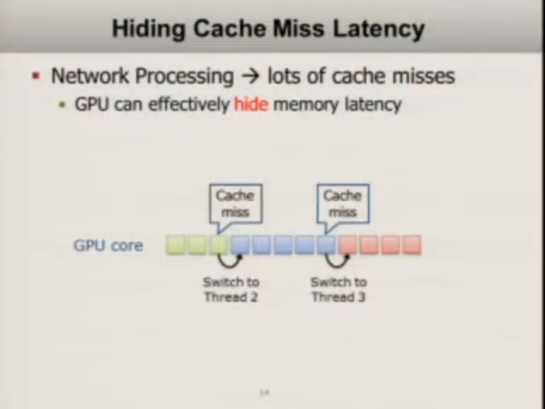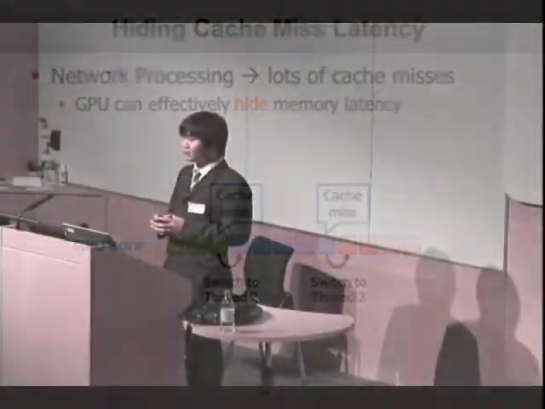And network processing includes lots of cache misses. For example, routing table lookup has a random memory access pattern and brings lots of cache misses in CPU. And GPU typically runs hundreds of thousands of threads simultaneously. With a massive number of threads, GPU effectively hides cache misses by switching to another thread when there is a cache miss.